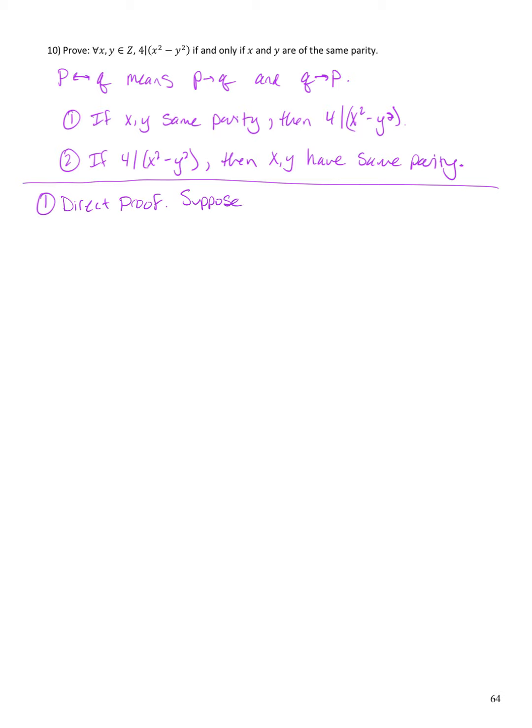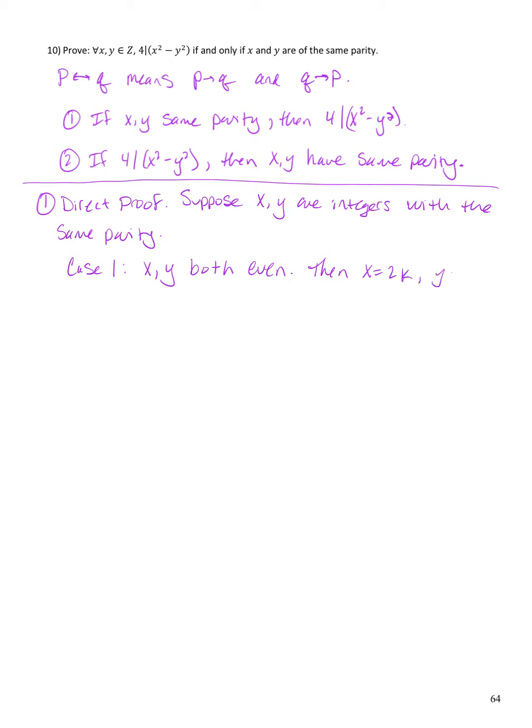Suppose x and y are integers with the same parity. Okay, so case 1, x and y are both even. So that tells me that x is 2k and y is 2j for some k and j in the integers.